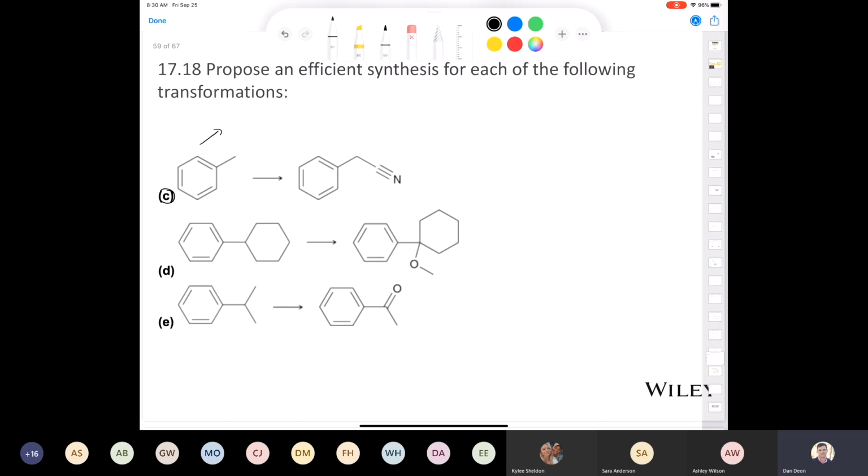But if we were to treat this with NBS and we were to heat it up, we would end up with this molecule, benzyl bromide. Now what are we adding? You guys recognize this right here? This is a nitrile. And where does a nitrile come from?